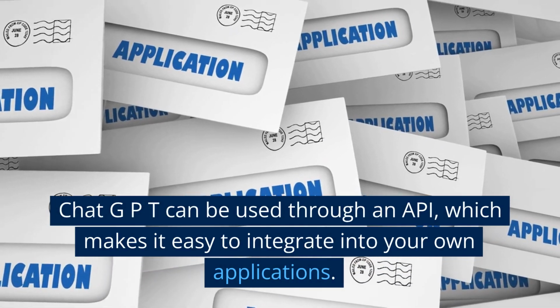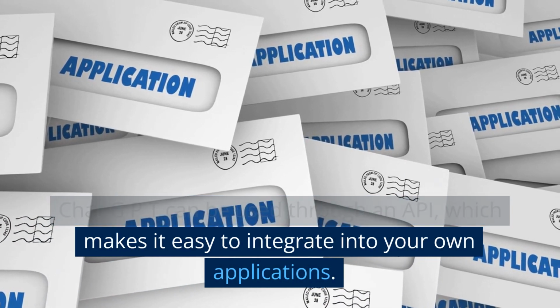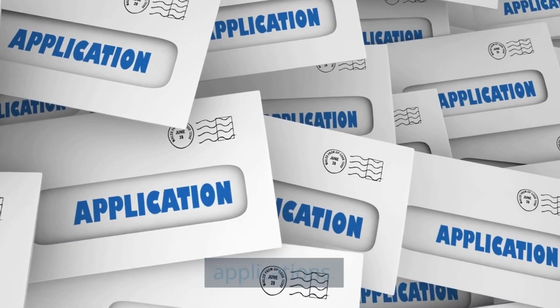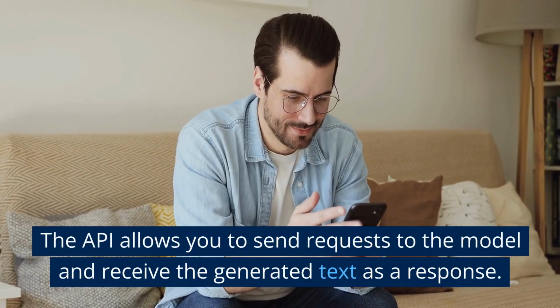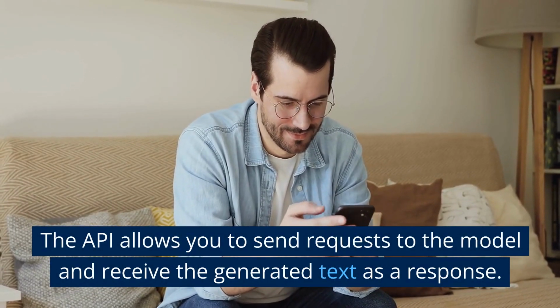Using the API. ChatGPT can be used through an API, which makes it easy to integrate into your own applications. The API allows you to send requests to the model and receive the generated text as a response.